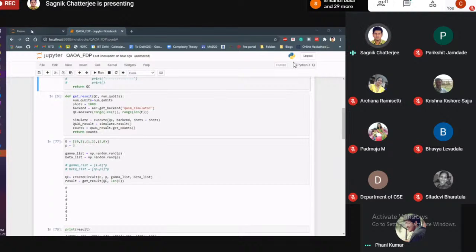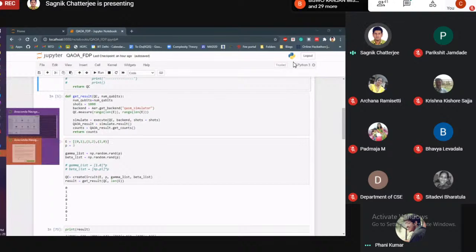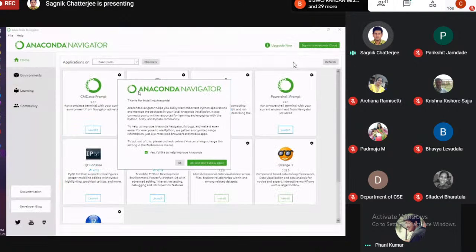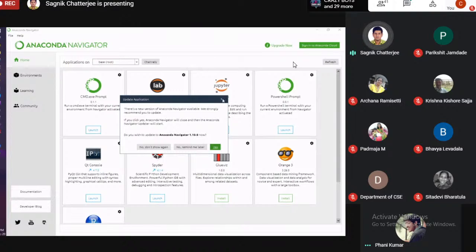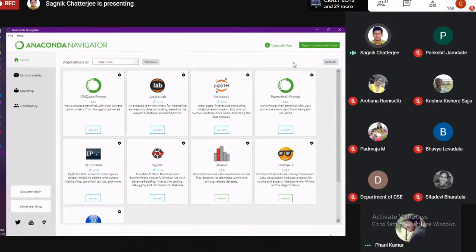So now that we have installed everything, let me show you the Conda cheat sheet once. This is the GUI layout for Anaconda. You can start Jupyter Notebook, you can start your prompt, you can start an IPython console, and Jupyter actually.